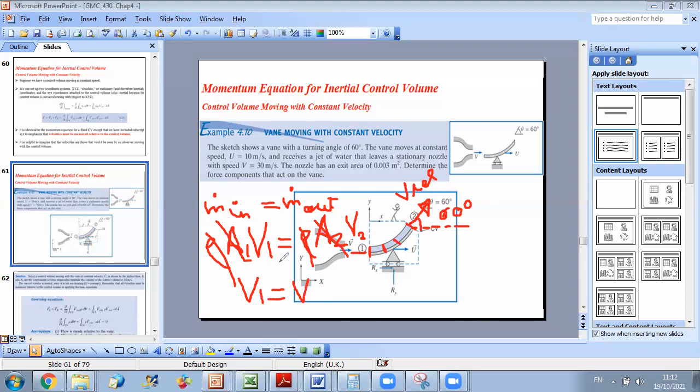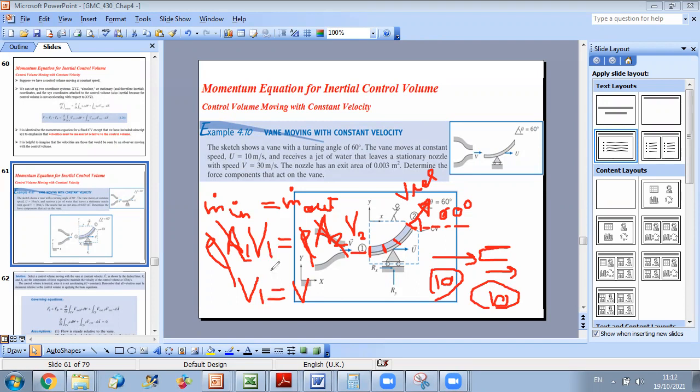Be careful, as we said before, when we calculate the mass flow rate, we consider a relative velocity, because what will enter or exit depends on the relative velocity. Imagine the control volume is moving at 10 meters per second and the jet is also at 10. Nothing enters the control volume. So this velocity should be larger than this one for flux to enter the control volume.